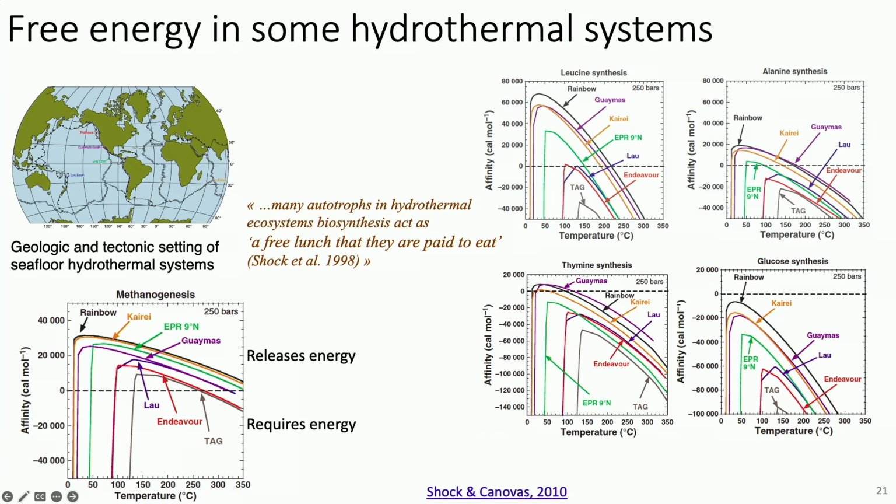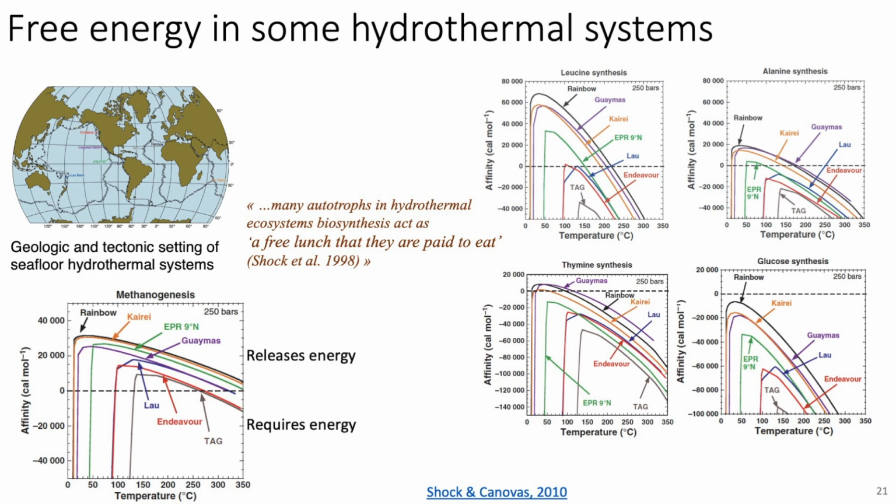And in a few cases, it requires energy. So you see here that for sites that are well known, like the Rainbow, the famous black smoker, but also in many others, there is a large range of conditions in terms of temperature, at 250 bars, so a little below the surface, where such a metabolic reaction actually does not cost energy to life. It releases energy and can potentially feed some other microorganism in the consortia.